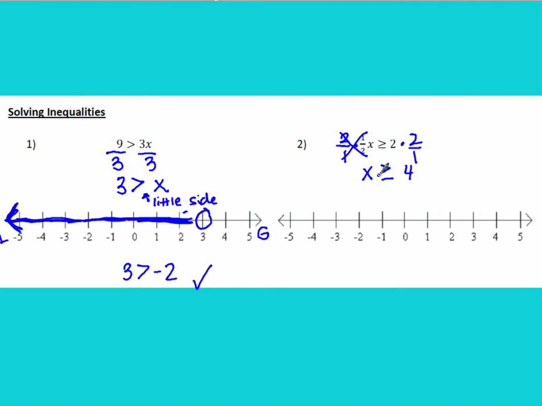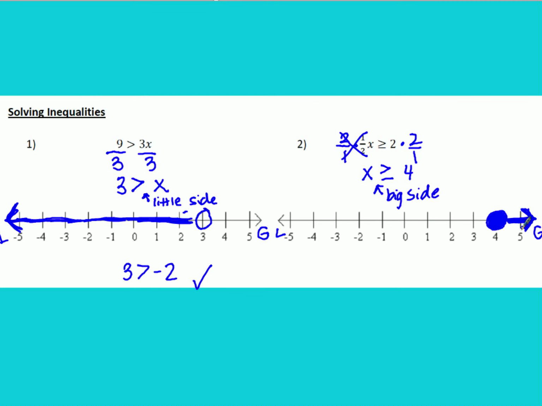Now this time, our greater side of our inequality is touching our variable, so this is the big side. So that means we're going to be shading towards the bigger numbers, or G. So from least to greatest, we're going to be shading towards the G, the bigger side here. So the number that we're on is 4 this time, and we need a closed circle because we had an or equal to type of inequality symbol.